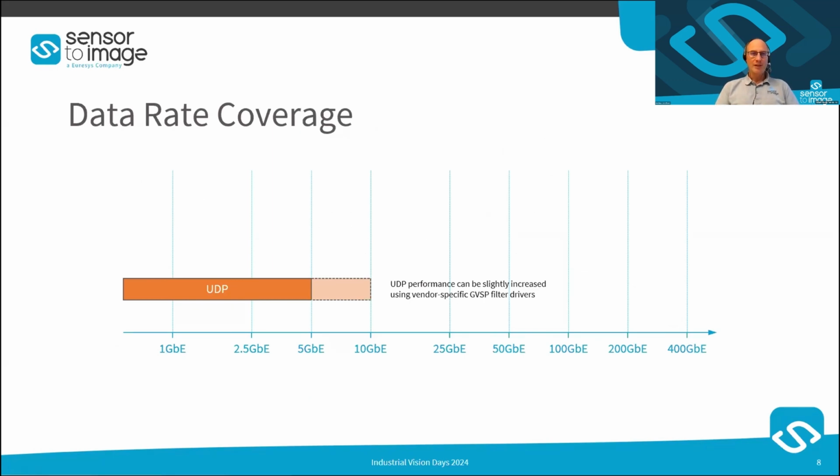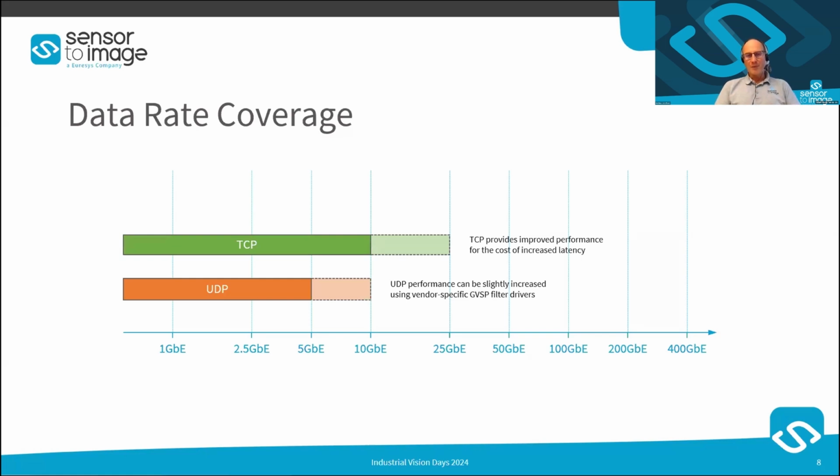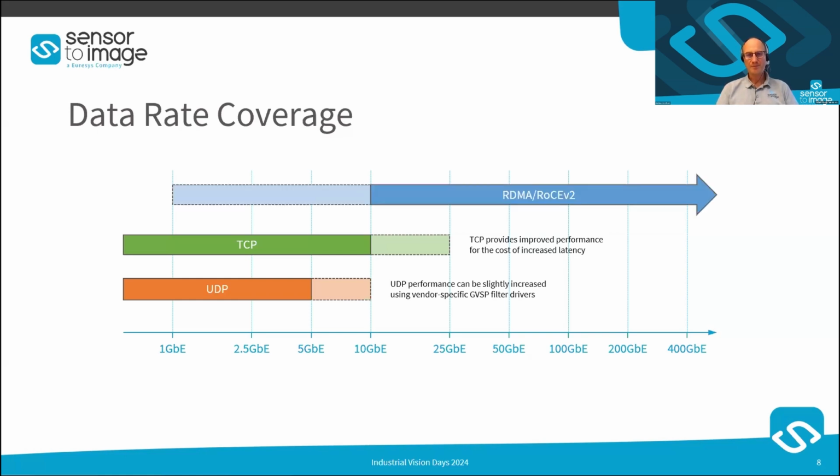To give you an impression about the data rate, what we want to achieve and what is possible today with the UDP-based GVSP protocol: 5G, 10G. This is the limit, which could be increased by vendor-specific filter drivers. Sometimes TCP was in the discussion, but in the end it turned out that this will not really bring an improvement. So maybe up to 25G, but not more. Remote DMA really opens the door to 25G, 100G, and even 400G. This is the goal of the change of that transport protocol.